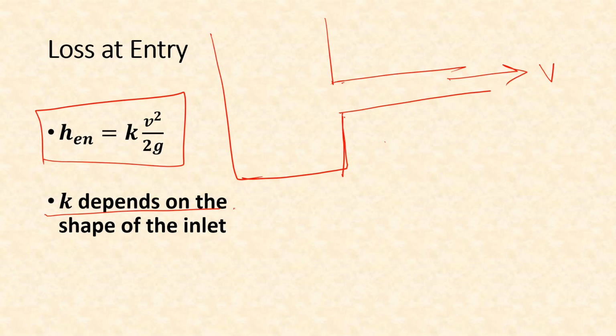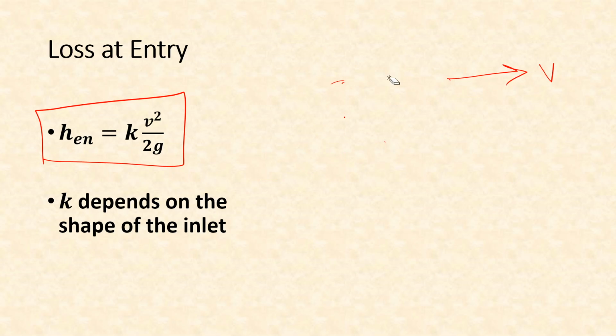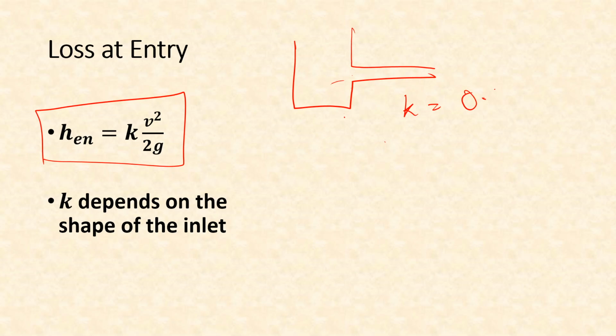Now this k depends on the shape of the inlet. That means if it's a very sharp inlet like this, then we'll have those turbulences here, and the value of k in this case, which is a very sharp inlet, will be approximately 0.5 or something around this value.